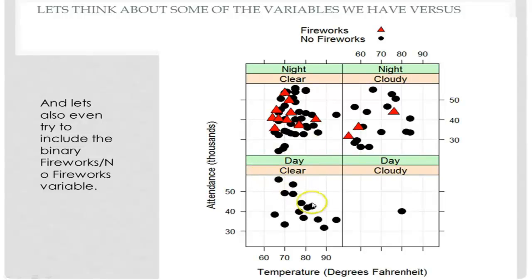How about this one here? This panel here. Does that tell you anything? What's the x-axis? Temperature. And what's the y-axis? Attendance. Does this tell you anything? First of all, there's no fireworks there, but why is that, by the way? This is clear daytime, right? They don't have fireworks during the day. Okay, but so there's no fireworks, but what else does it tell you?